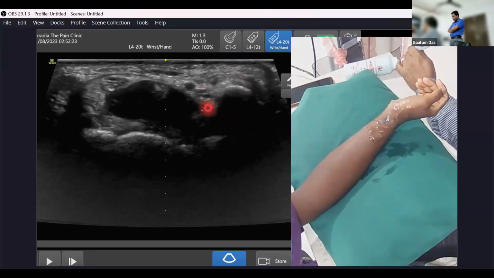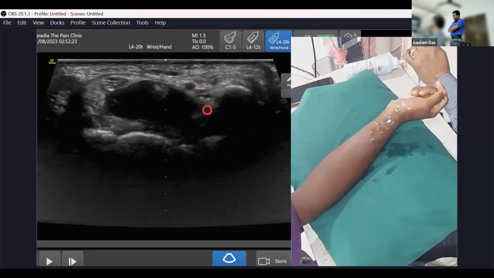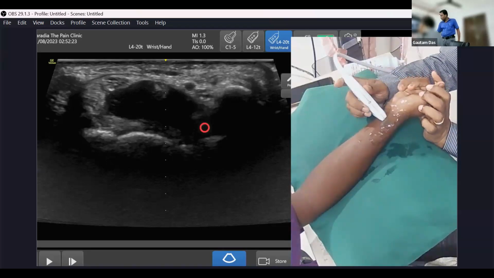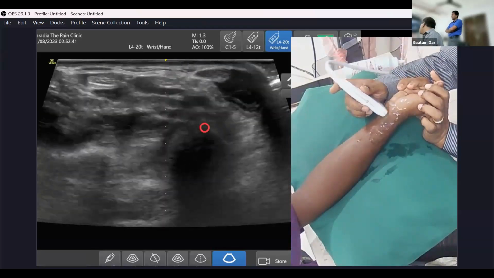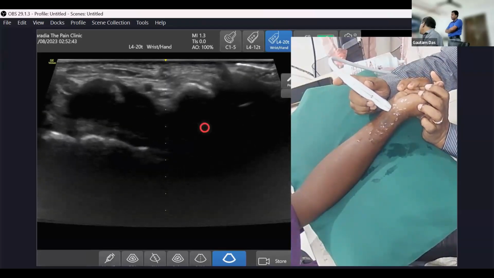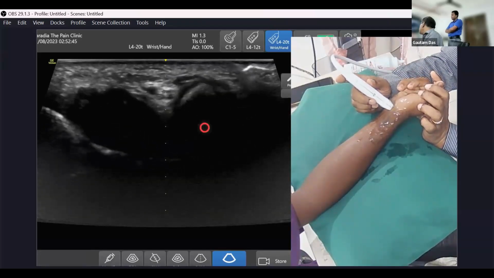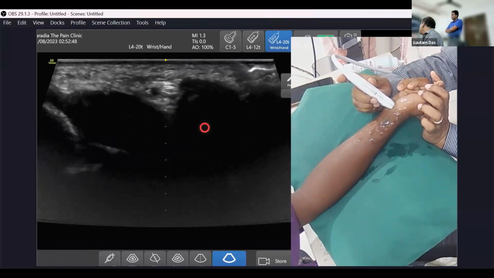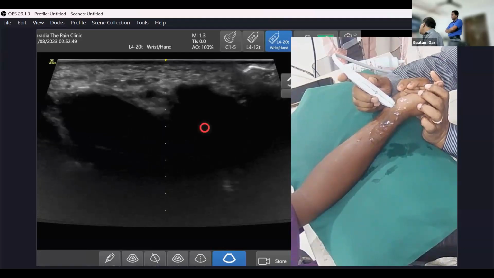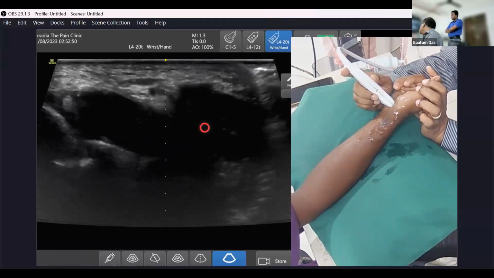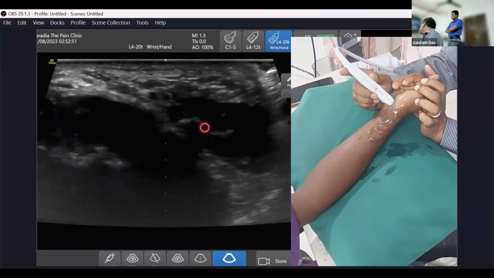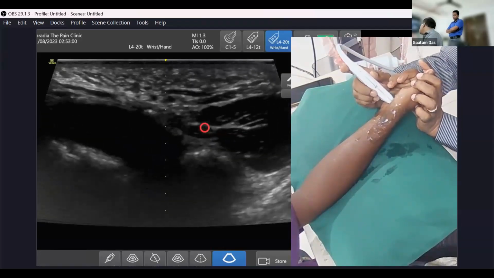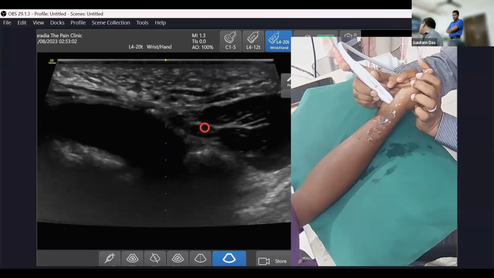The hook of the hamate will be appearing here, and you'll see that the ulnar artery and nerve will be getting divided. Follow the ulnar nerve. See, the ulnar nerve is very nicely seen just at the middle of my screen, and now the ulnar artery will be getting divided. And the ulnar nerve is also getting divided. You see now the ulnar artery is divided. Hook of the hamate has appeared. Hook of the hamate is a very bright, white hyperechoic area.